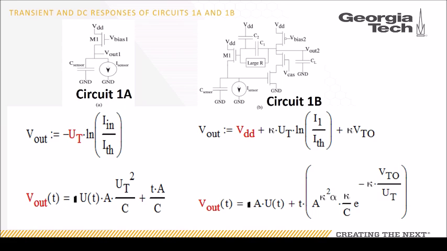The second circuit got the same result with an added offset in there, and as a coefficient, it's a positive kappa U_T instead of a negative U_T. For the transient responses of both, you get an unstable ramp function, and for the feedback amplifier, this makes sense because the feedback is positive.